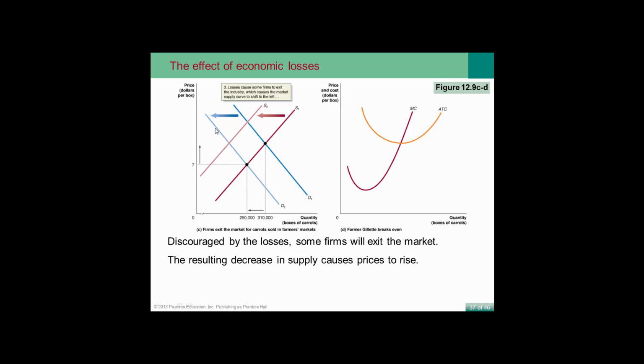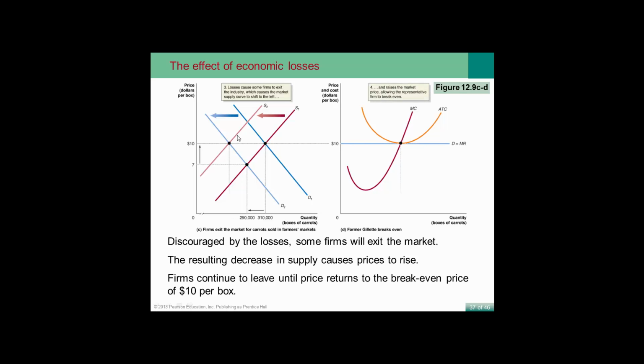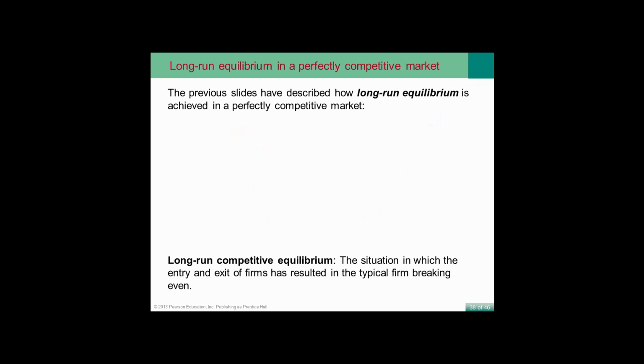And then driving the supply curve upward, which will then result in a rise of the price to the $10. So we're back to break even. The previous slides show how long-run equilibrium is achieved in a perfectly competitive market.